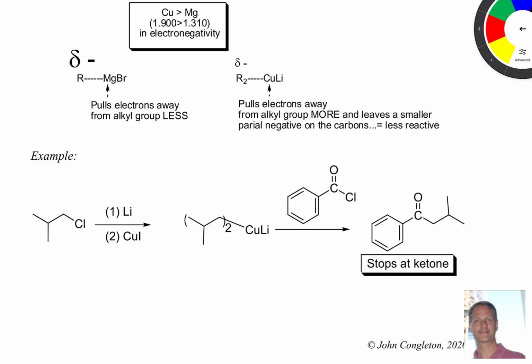Here you would have an alkyl halide. So that's your R group there, and we'll put that in here. There's your R, Cl. And reaction-wise, you're going to see this as two steps. One, Li, that's going to make your organolithium, and two, CuI.